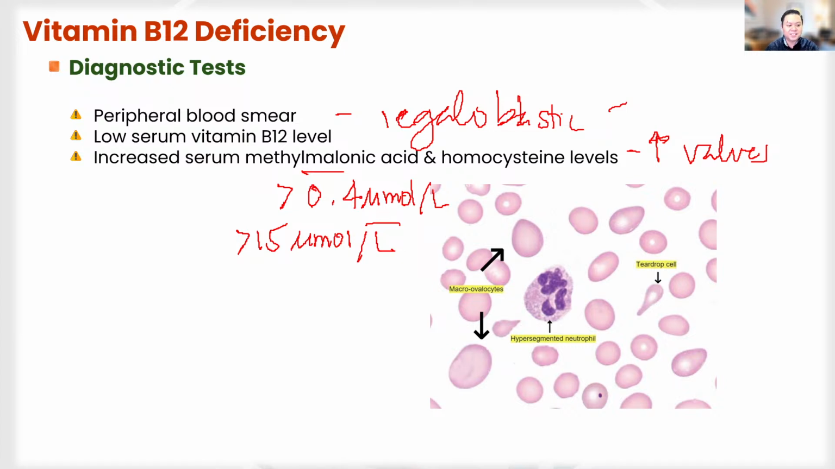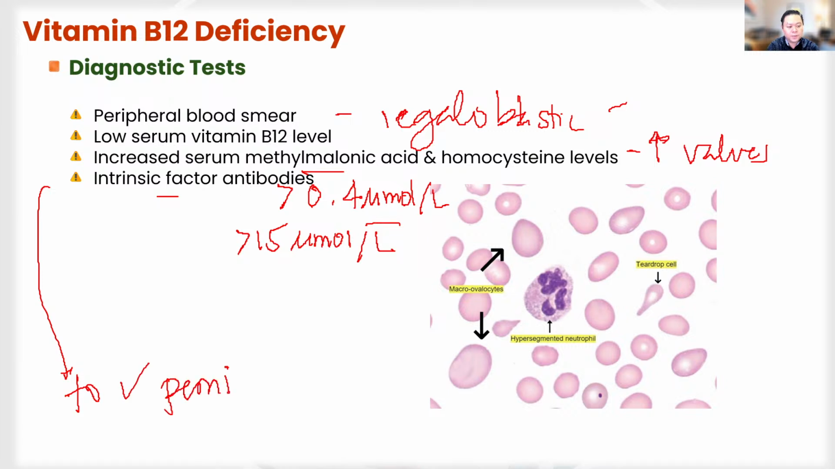Another diagnostic test that will be helpful is the checking of the intrinsic factor antibodies. So this will test in order to diagnose pernicious anemia. And this will help us identify that the immune system is actually attacking the intrinsic factor, which is supposedly the protein that is needed for the vitamin B12 absorption in the intestine. But the antibodies are actually attacking the intrinsic factor, so it's no longer going to be helpful in the absorption of the vitamin B12.